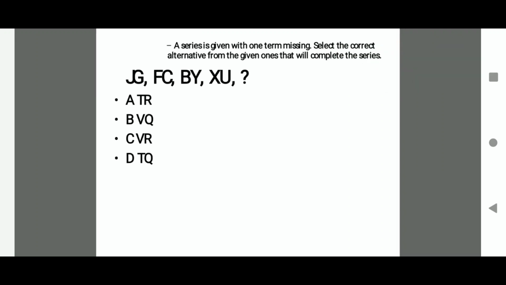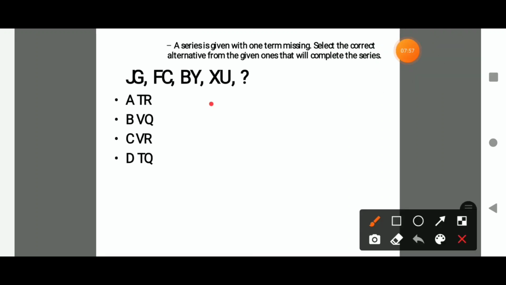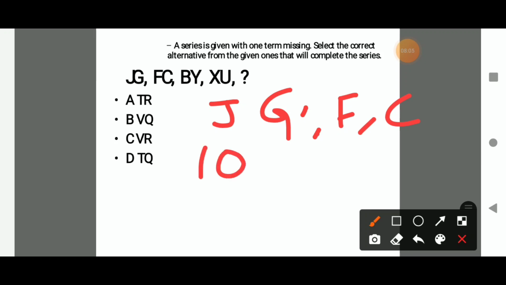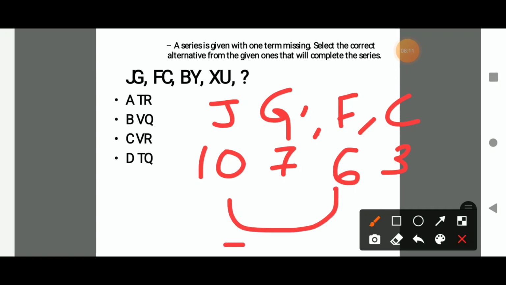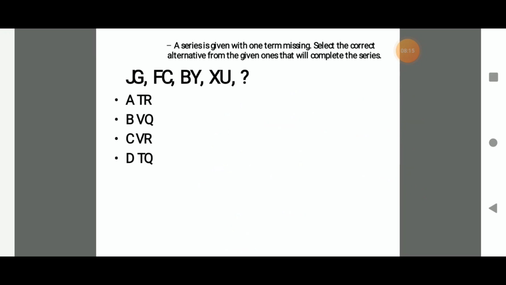So the next is series completion. JG, F, C. What is the J position? J is 10, G is 7, F is 6, C is 3. How does it come? 10 minus 4, 7 minus 4. Let us check for the next ones.